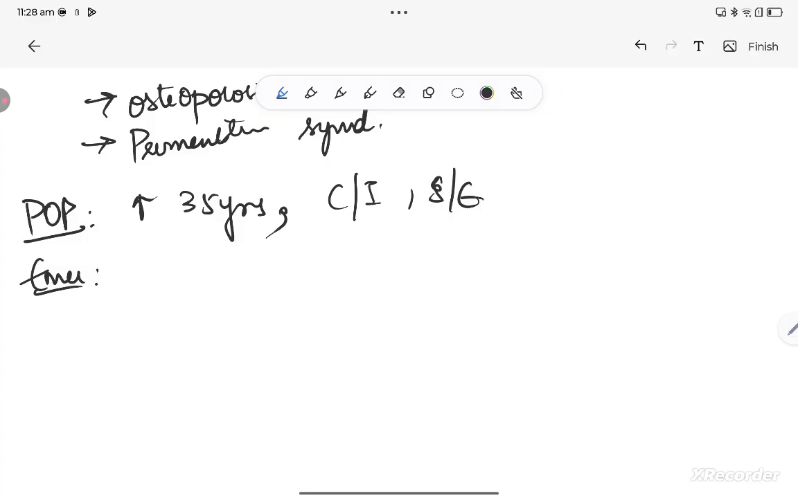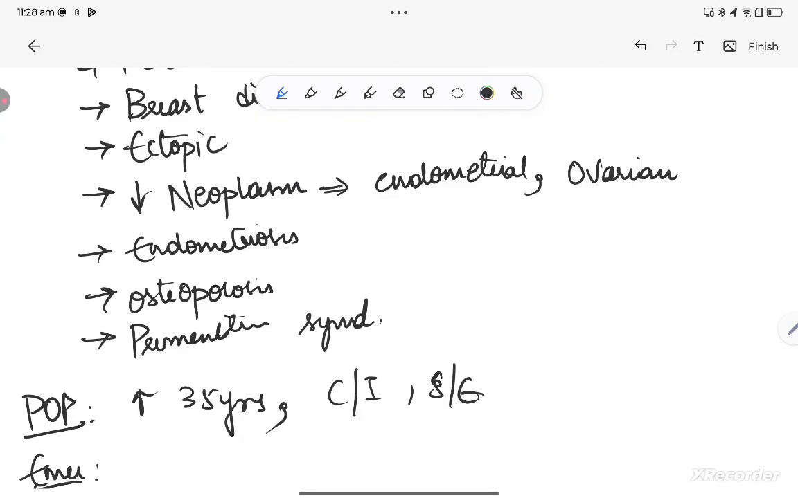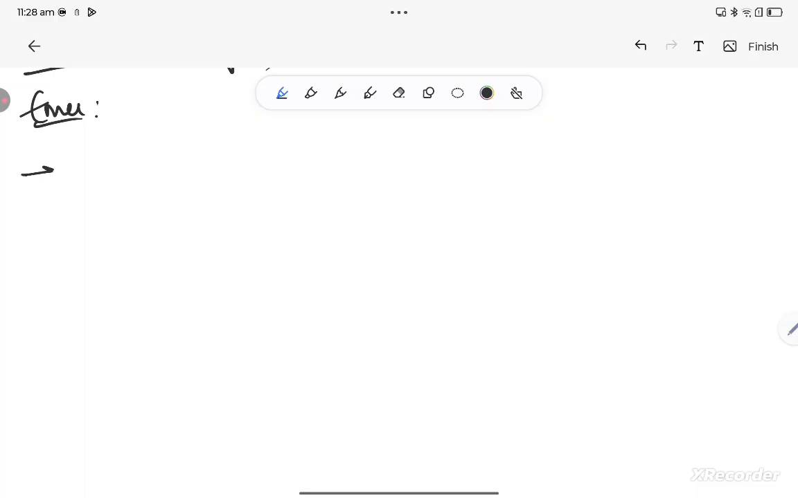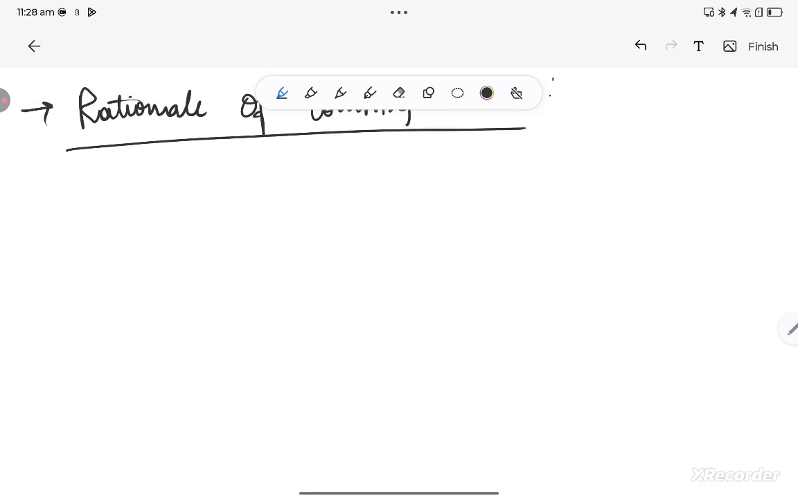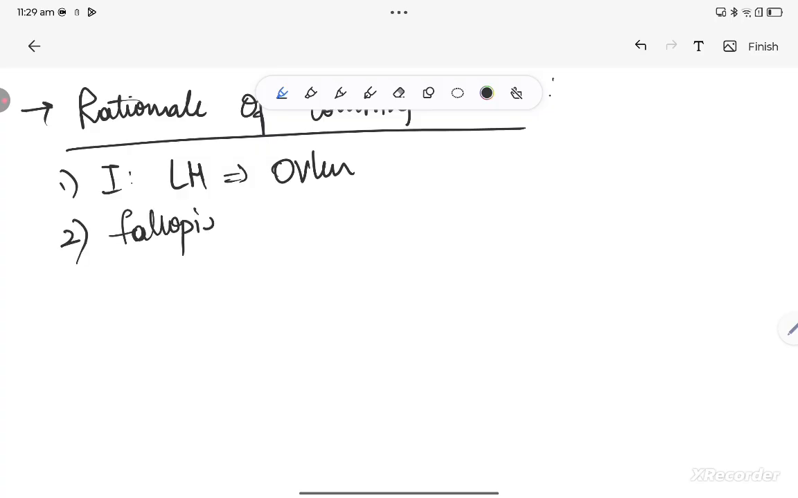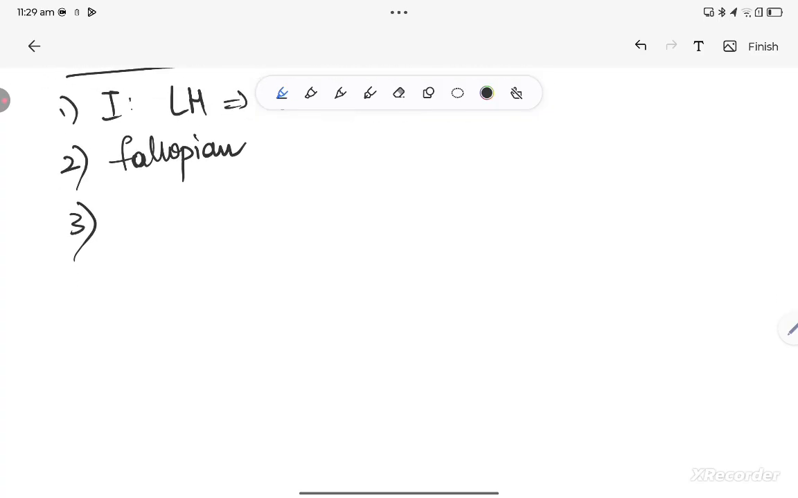I forgot to tell one most important rationale of combining estrogen with progestin in oral contraceptive pills. Obviously, all the mechanisms of action we have to write. That is, they give proper negative feedback of LH surge so that ovulation is inhibited. This will be my first point. Second point will be fallopian tube movements out of sync, and third one will be cervical and vaginal hostile environment. Fourth one will be out of phase endometrium.